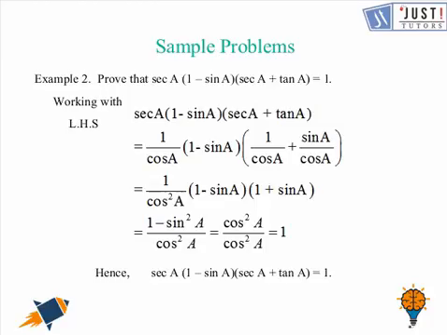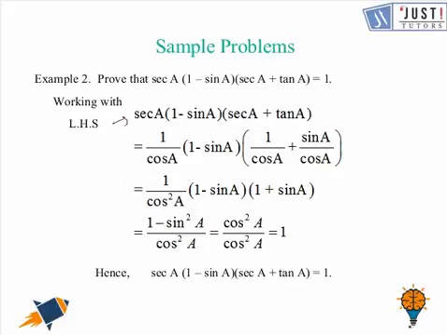Let's have a look at the next problem here, which says we need to prove that sec a times (1 minus sine a) times (sec a plus tan a) is equal to 1. So here we have kept the first given thing the same. Now we have changed the sec into 1 over cos and tan into sine over cos. So we have rewritten the given thing as 1 over cos a times (1 minus sine a) times (1 over cos a plus sine a over cos a).